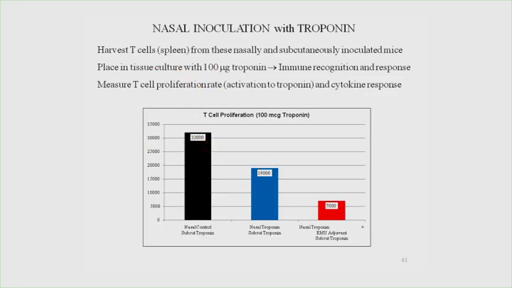Those that were treated with nasal troponin without an adjuvant and then got subcutaneous troponin, there is a blunting of the immune response. Those that had a more effective immunization with nasal troponin and the adjuvant have a very, very low immune response. So the Th1, Th17 response to injected troponin is blunted by pretreatment with nasal troponin and adjuvant.